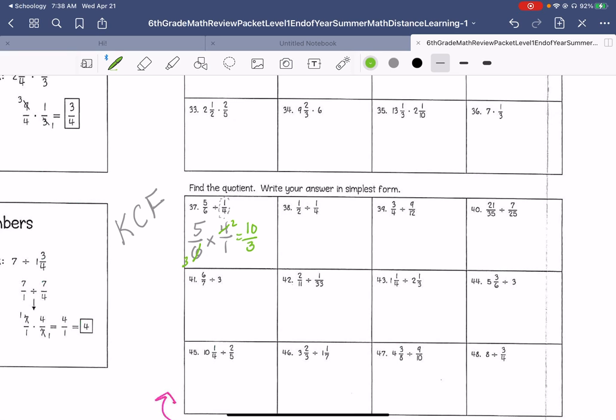That's an improper fraction leading to 3 and 1/3. 3 goes into 10 3 times. That's where I get this 3. And then this 3 times 3 is 9. So 10 minus 9 is 1.